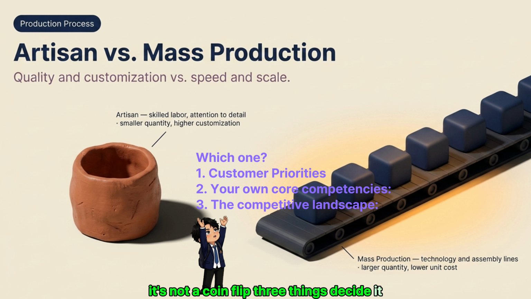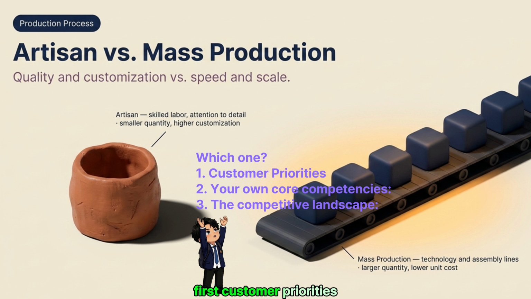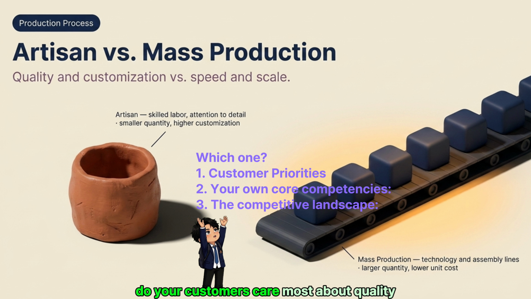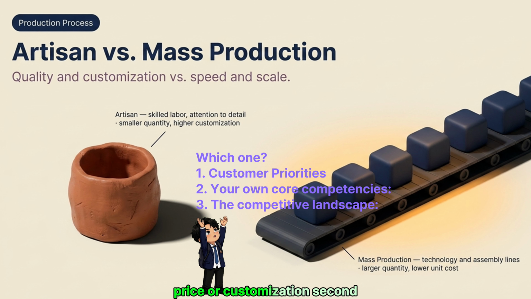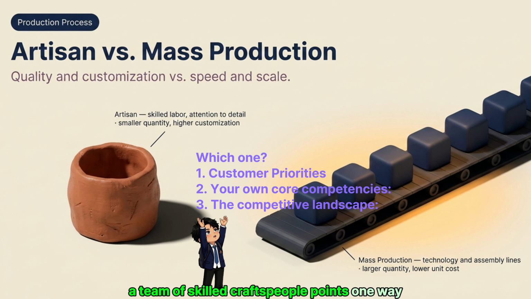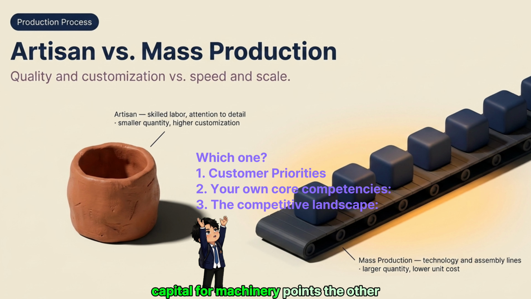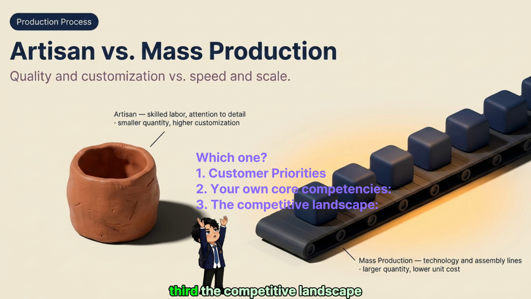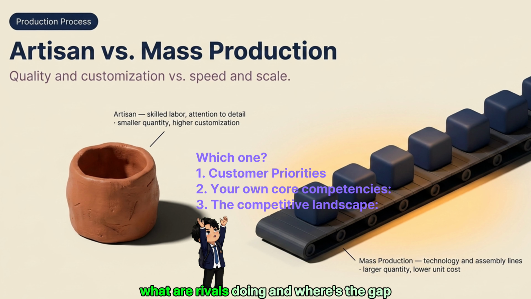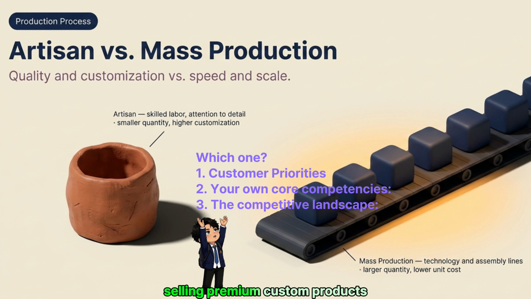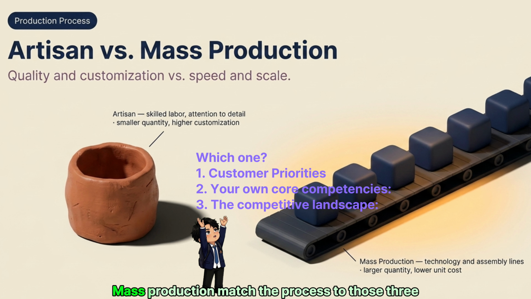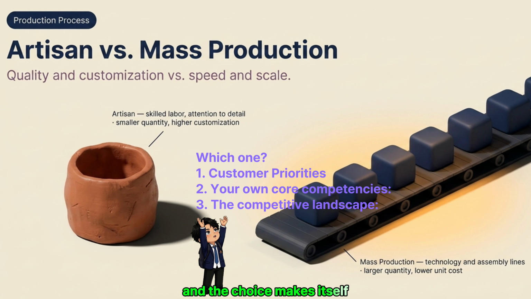3 things decide it. First, customer priorities. Do your customers care most about quality, price, or customization? Second, your own core competencies. A team of skilled craftspeople points one way. Capital for machinery points the other. Third, the competitive landscape. What are rivals doing and where's the gap? Selling premium custom products? Artisan. Competing on price at volume? Mass production. Match the process to those 3, and the choice makes itself.